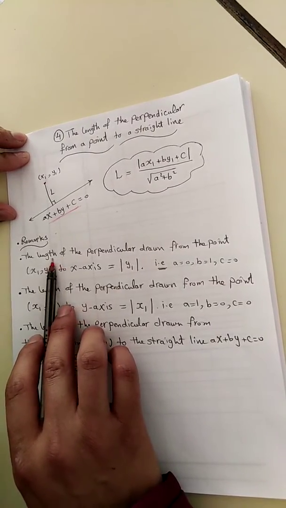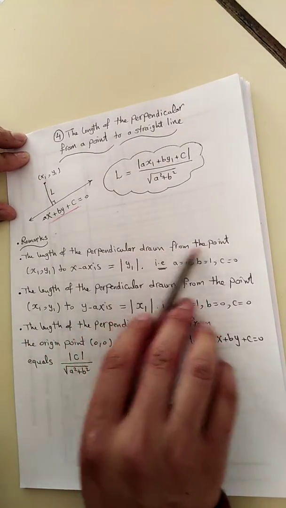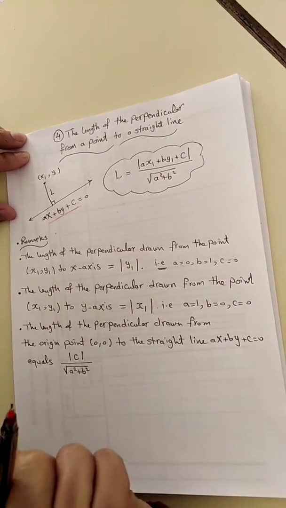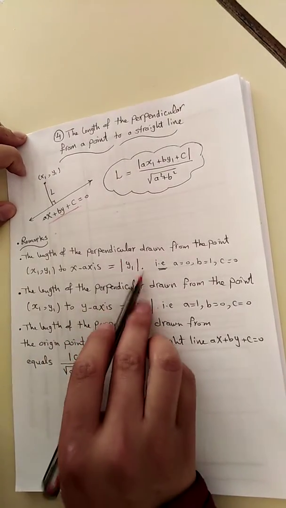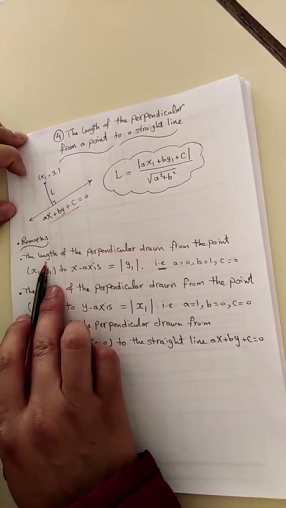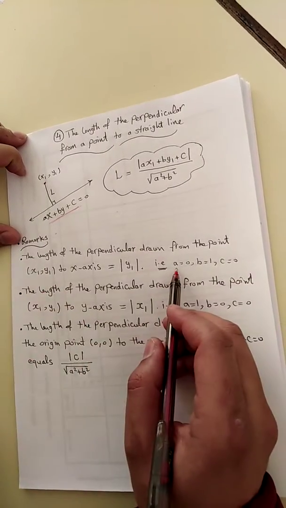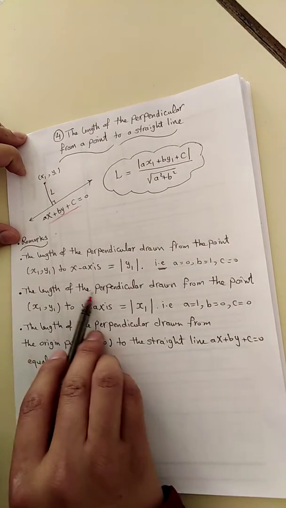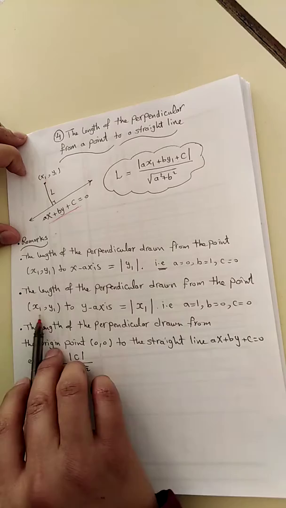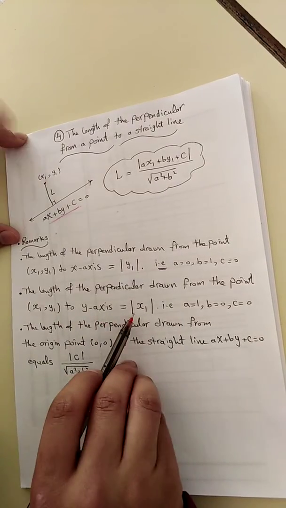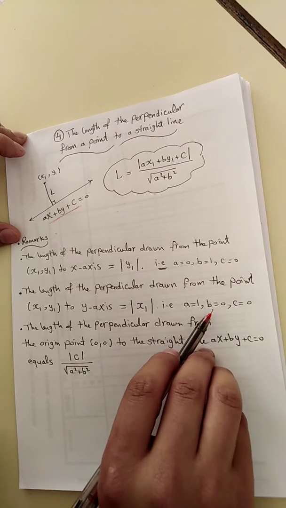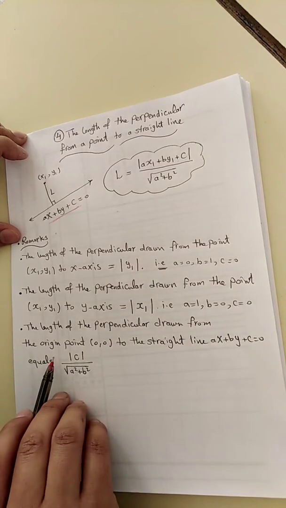If I want to get the length of the perpendicular drawn from the point (x1, y1) to the x-axis, then take y1 in its absolute value because this is a length. That means A equals 0, B equals 1, C equals 0. If I want the length of the perpendicular drawn from the point (x1, y1) to the y-axis, I take x1 in its absolute value. That means A equals 1, B equals 0, and C equals 0.